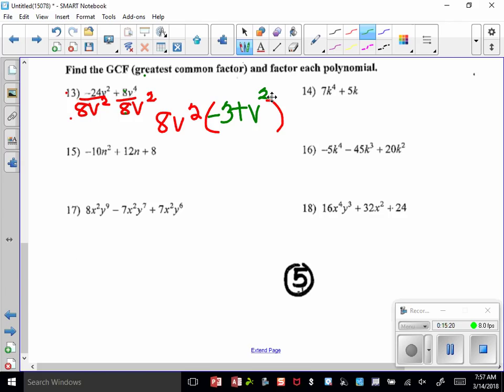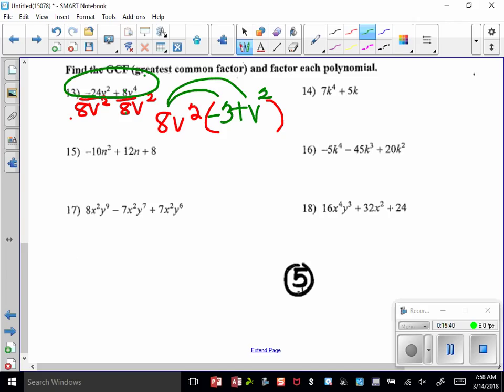So if you were to distribute this back out, you would end up back at your original answer. That's how you know it's right. If I actually take the time to distribute this back out, I will come back up with negative 24v squared plus 8v to the 4th. Okay, let's look at number 14.